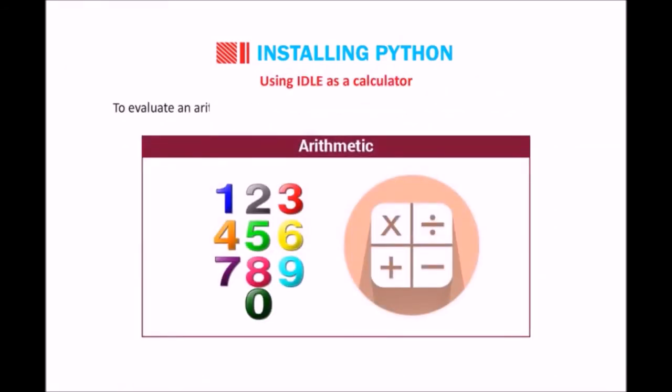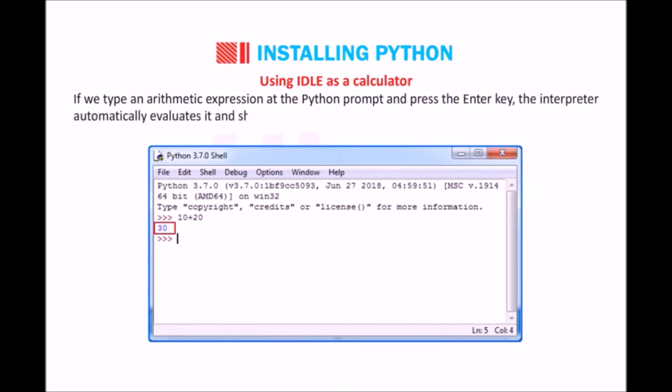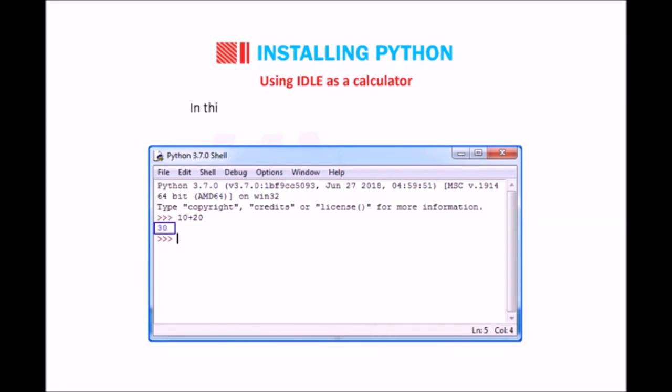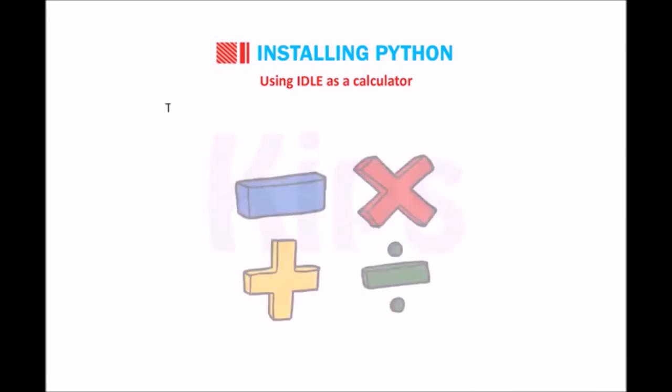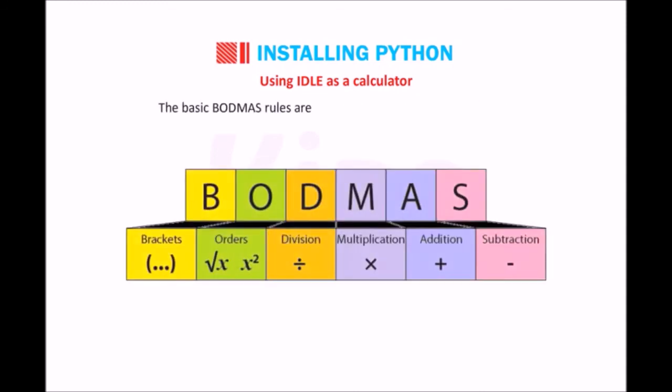Using IDLE as a calculator. To evaluate an arithmetic expression, it is not necessary to use the print main function. If we type an arithmetic expression at the Python prompt and press the Enter key, the interpreter automatically evaluates it and shows the result. In this case, the interpreter acts as a simple calculator. The expressions are evaluated using operators like plus, minus, asterisk, division, etc. The basic BODMAS rules are followed for performing calculations.